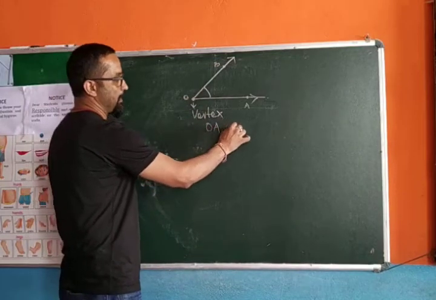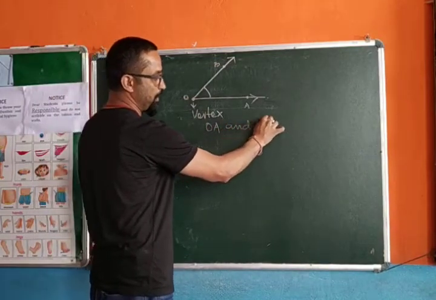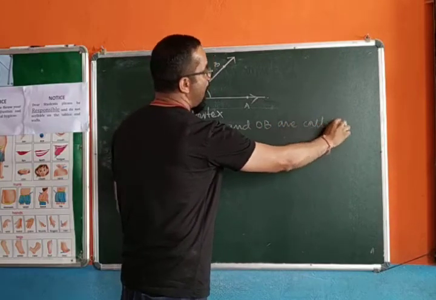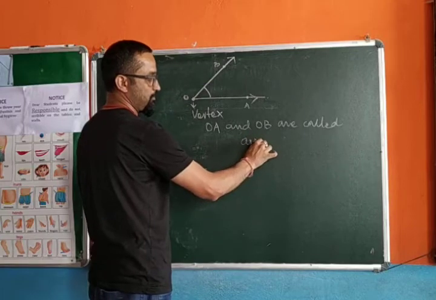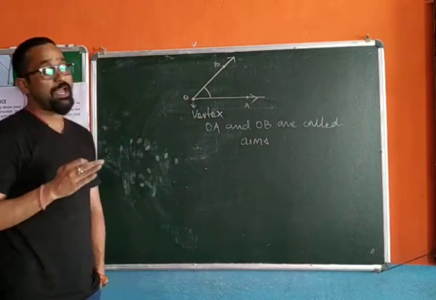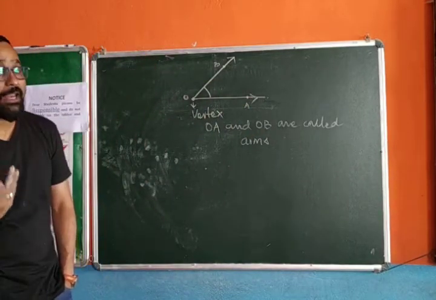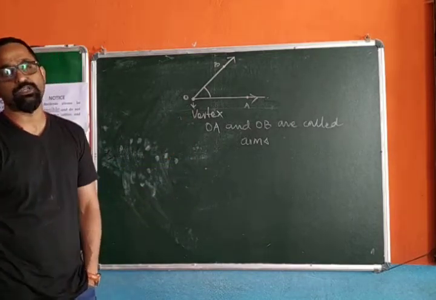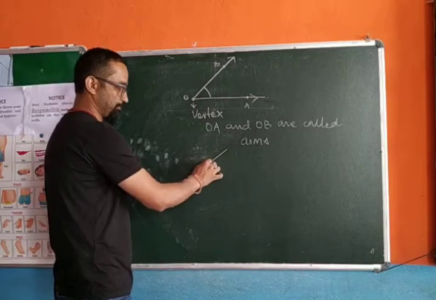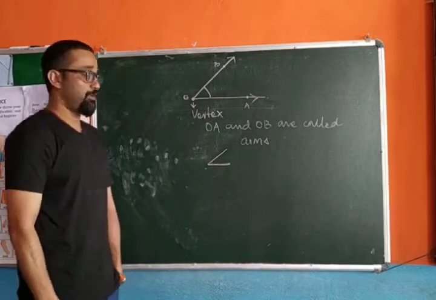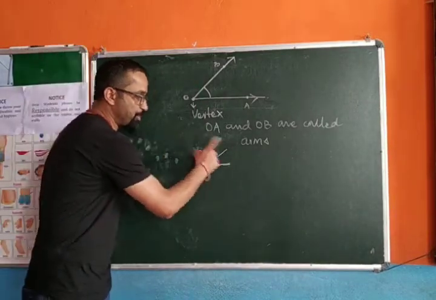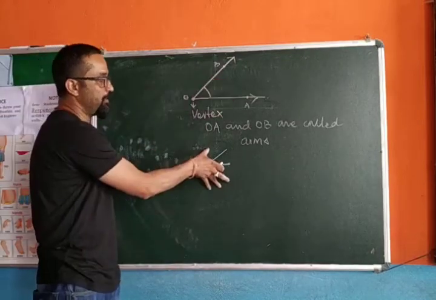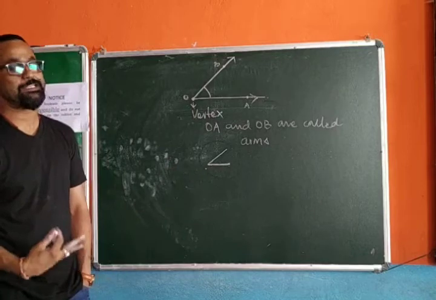OA and OB are called arms of the angle. There is a symbol by which we represent an angle. Symbol to represent an angle. Exactly similar, but we do not have rays marked.